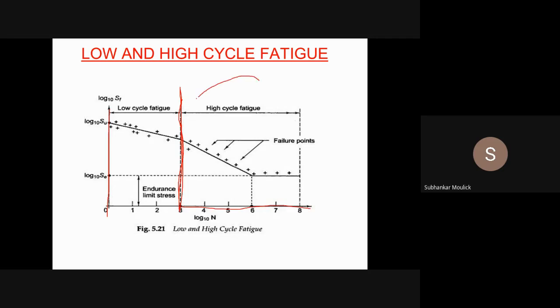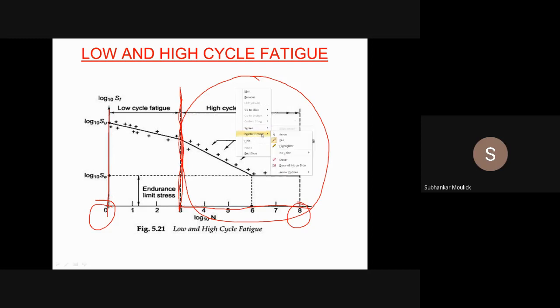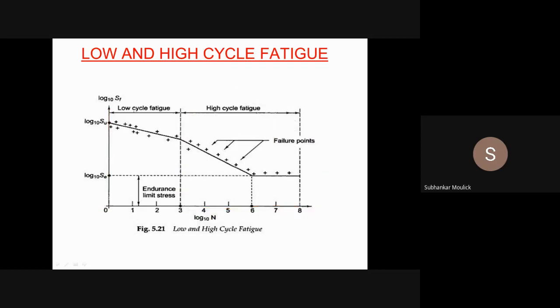This is the stress S-N diagram for steel. But for a general material, the S-N diagram starts from 10 to the power 0 cycle and terminates at 10 to the power 8 cycle. So we divide this S-N diagram into two regions. One region is called low cycle fatigue and the other region is called high cycle fatigue.